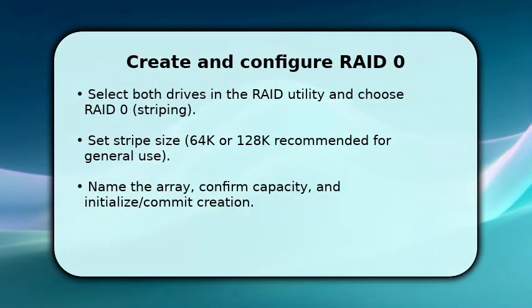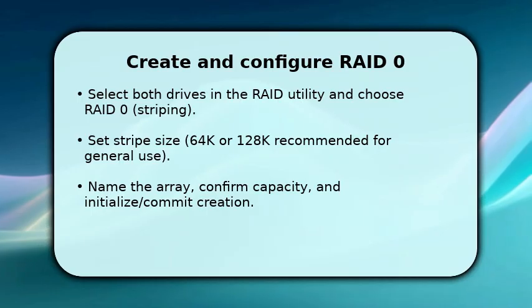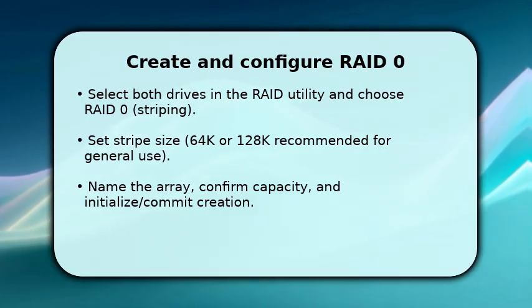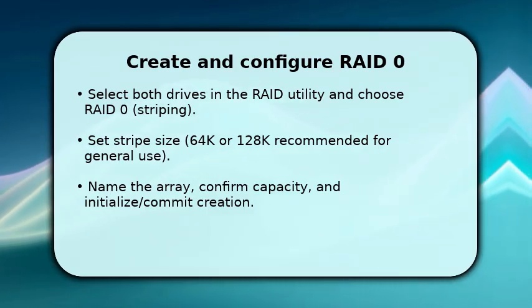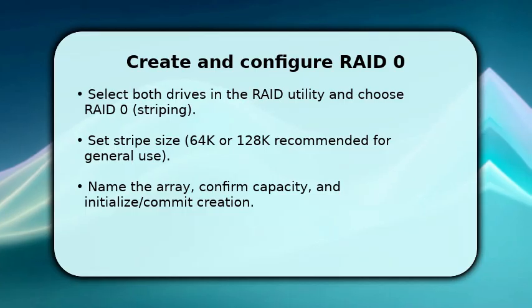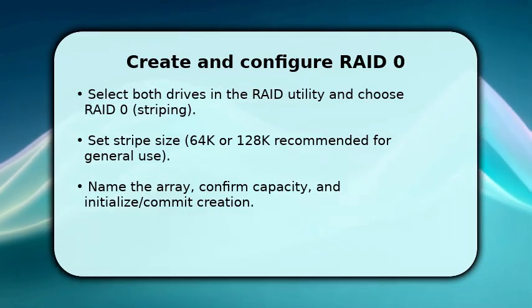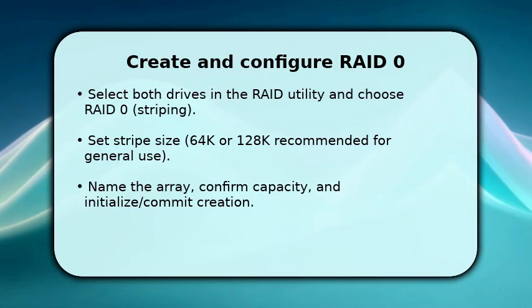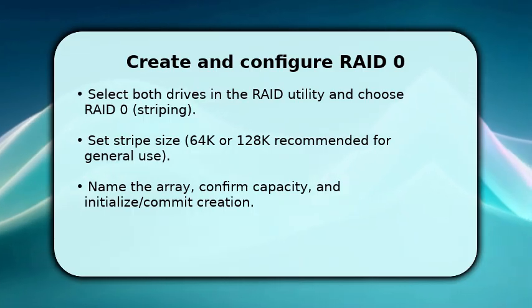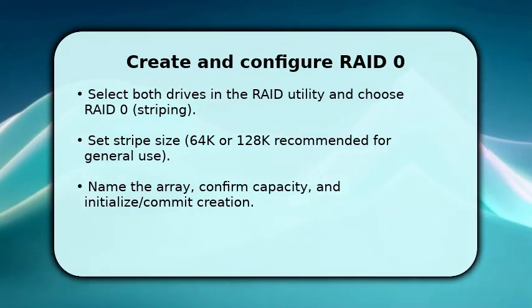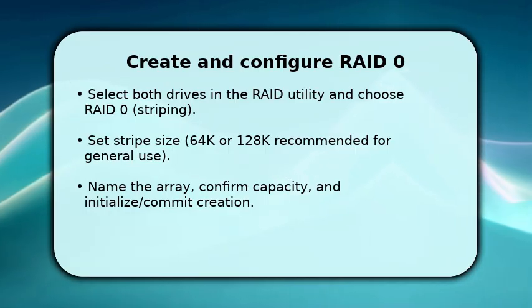You now create the array. In the controller utility, pick both drives and select RAID 0 for striping. Choose a stripe size. 64K or 128K balances sequential speed and small file performance. Pick larger for media workloads. Give the array an identifiable name and verify reported capacity equals the sum of the drives.